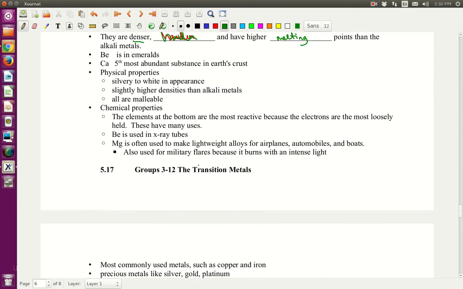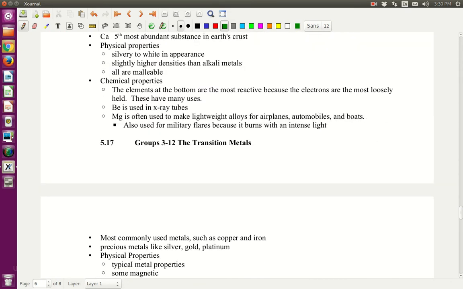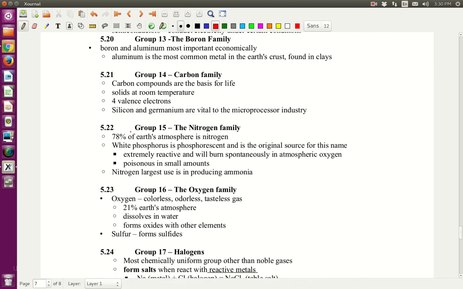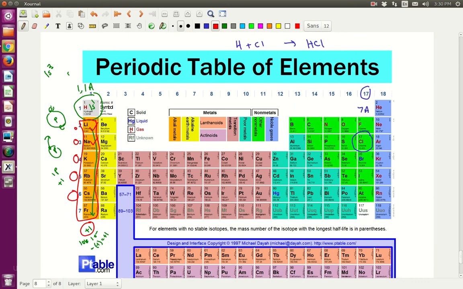Let's see. Now we go into the transition metals. And when I did these notes, I didn't realize they were kind of cattywampus here, but you need to know that the transition metals are in the groups 3 through 12 on the periodic table. So let's look again down here. This is group 3, okay? So this is group 3, and there's group 12. So it's the D block, okay? The D block elements are the transition metals.